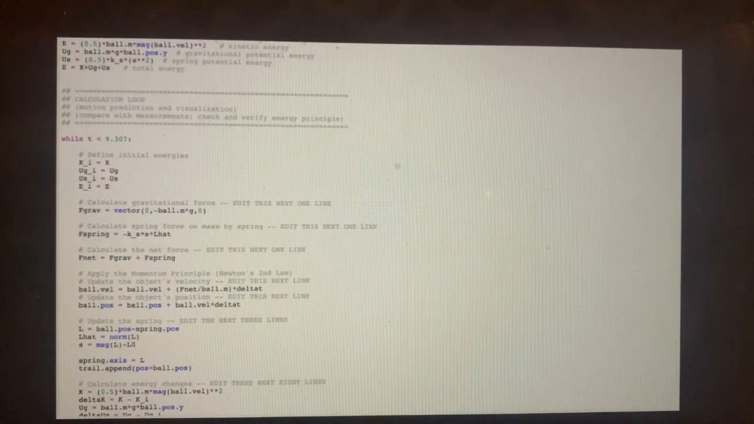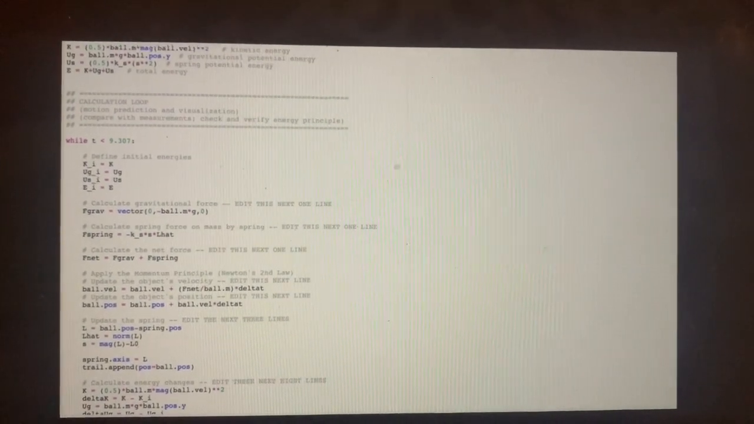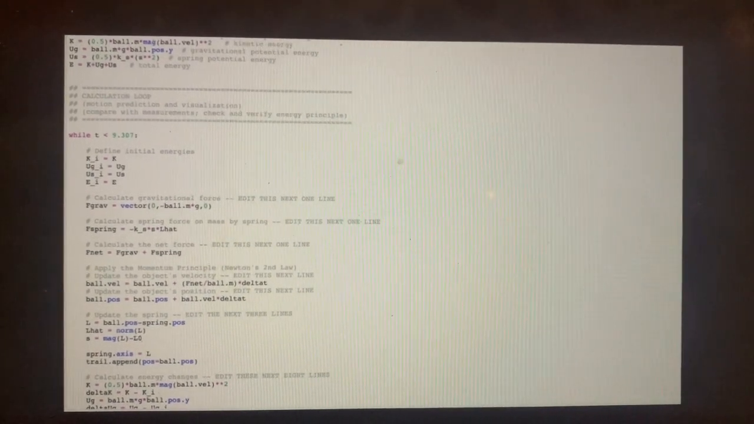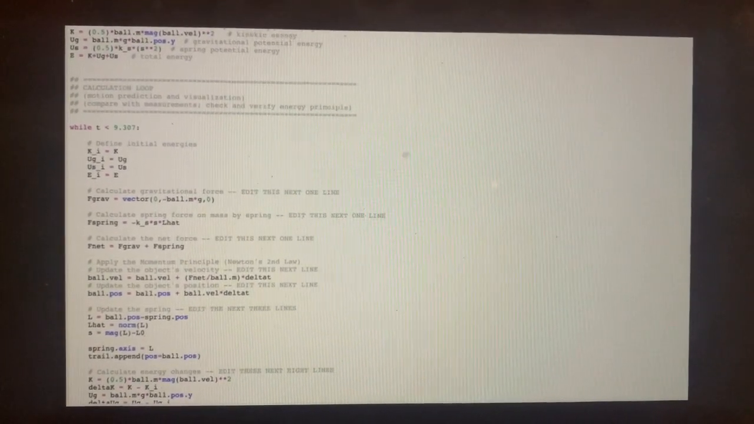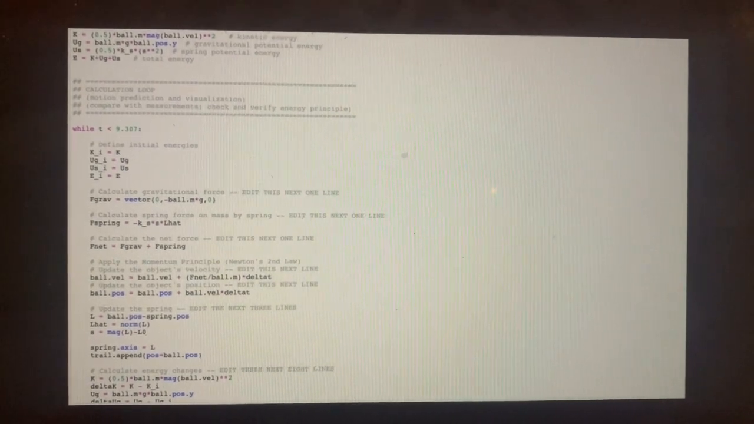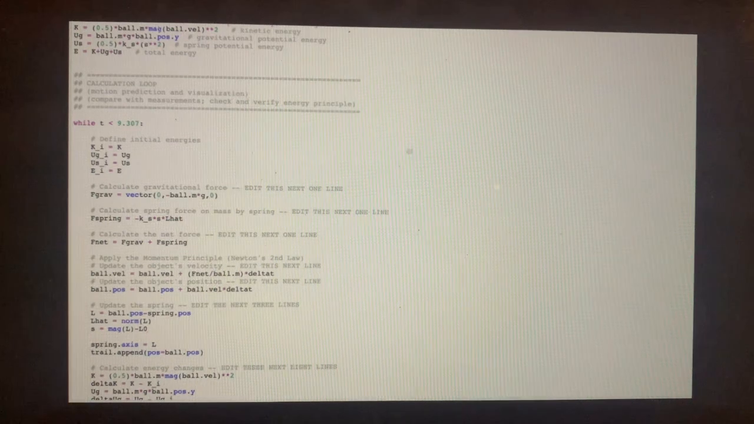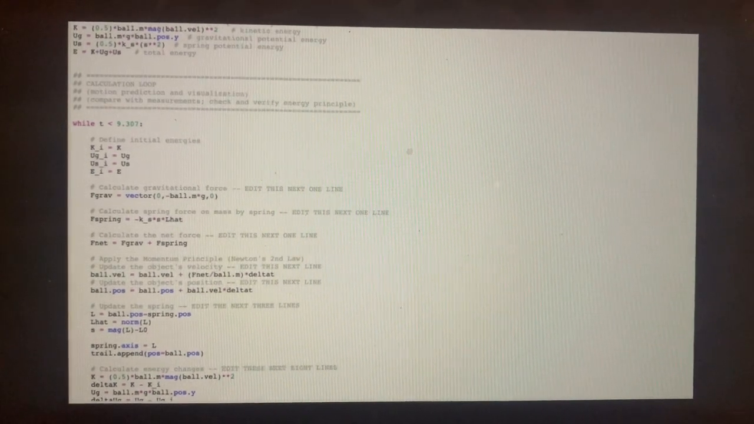Following this calculation, the individual forces acting on the spring are calculated within the while loop, so as to properly predict the motion of the attached spring. Also within the while loop, the total energy change is calculated in order to investigate whether or not the energy principle is satisfied in this scenario.